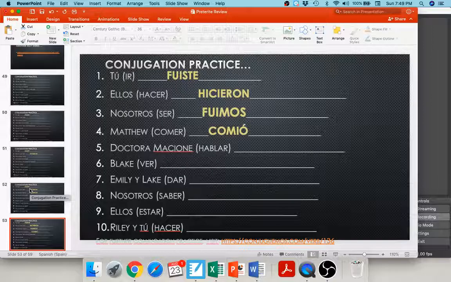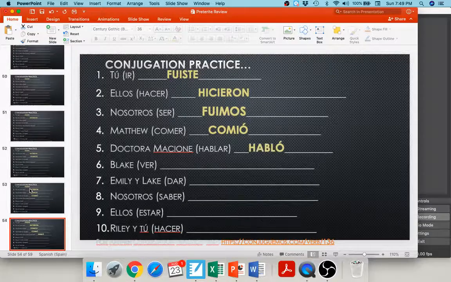Number 5, doctora Macion hablar. To say that she spoke, we're going to take our ar off of hablar and add an o with an accent, habló. Just plain old normal preterite.